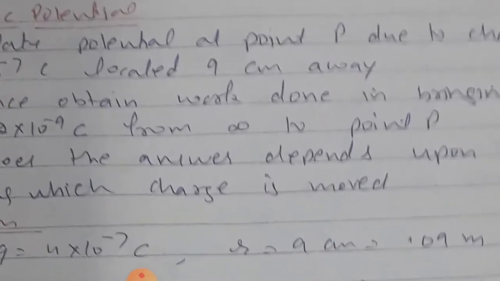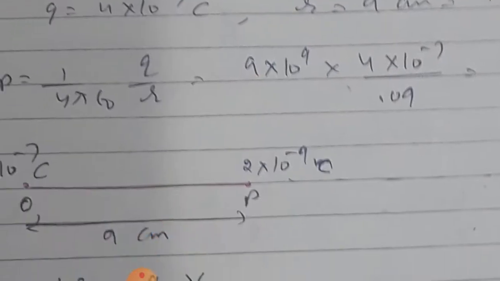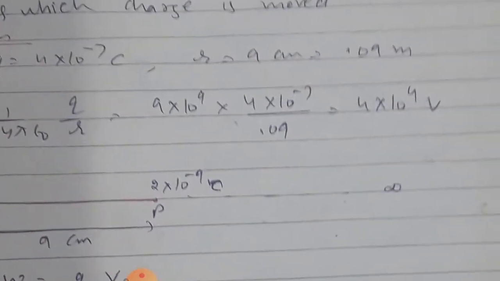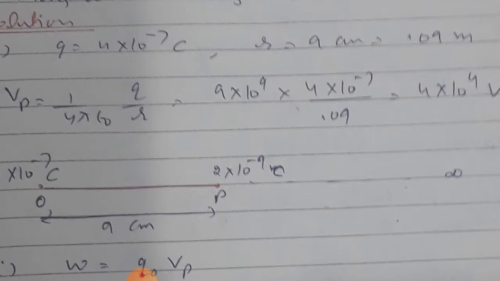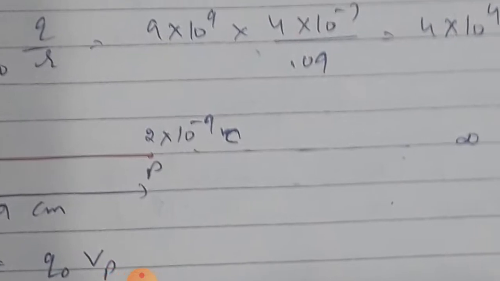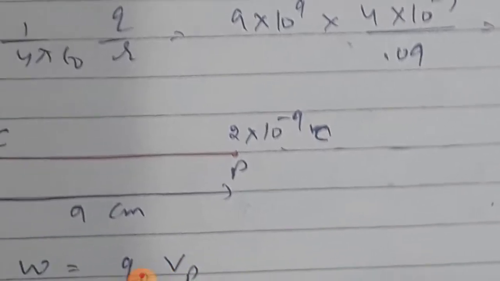Hence obtain work done in bringing a charge of 2 into 10 raised to power minus 9 coulomb from infinity to the point P. What does this part state? That we are bringing a charge of 2 into 10 raised to power minus 9 coulomb from infinity to the point P. Evaluate the amount of work done. So we had done in the last lecture, if we want to bring any charge from infinity to the point P, we have to do some work.